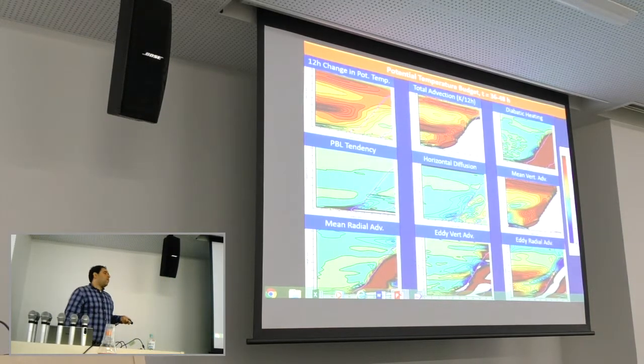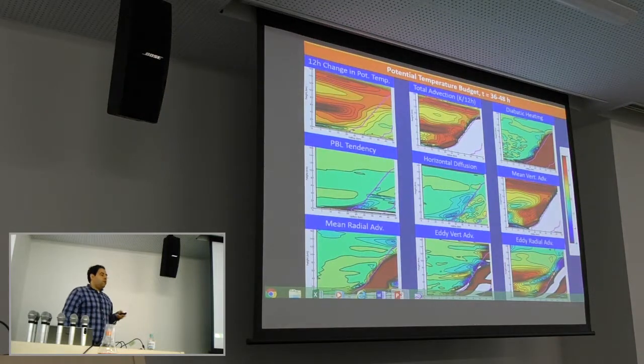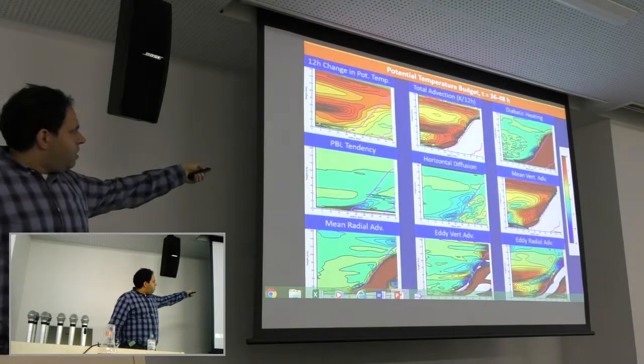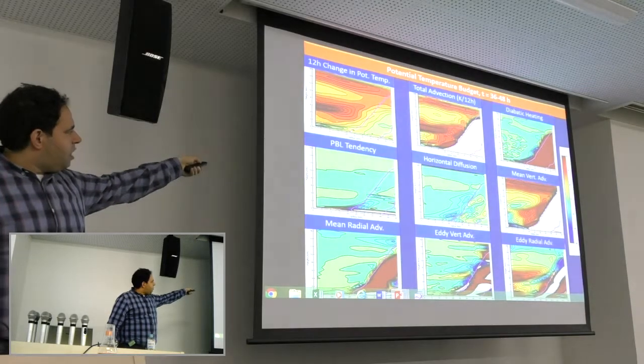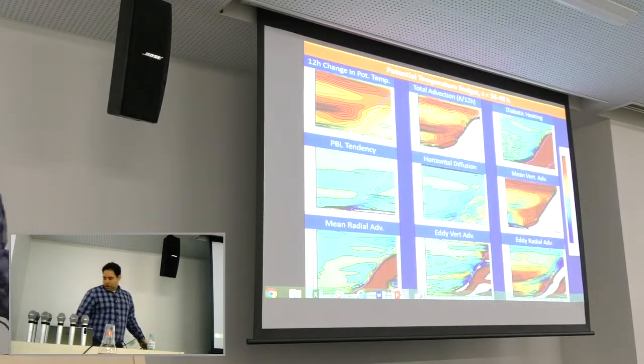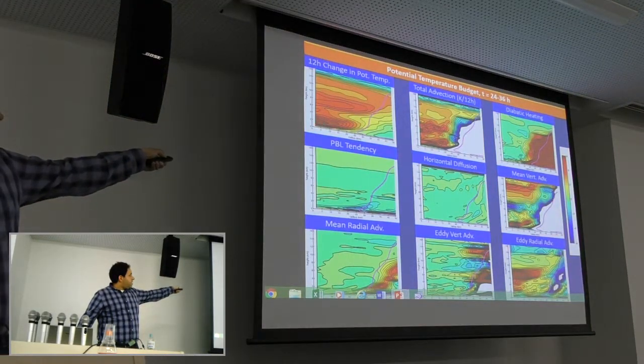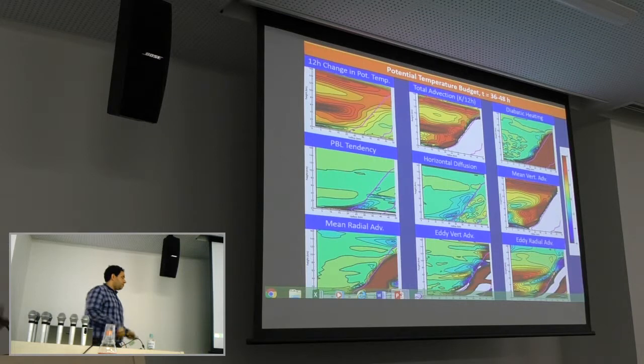And then we can see one reason why we're not getting a low-level warm core maximum. Here, the total change in potential temperature is now near zero at 2 kilometers and negative below. So from one period to the next, the tendency at low levels completely changes.